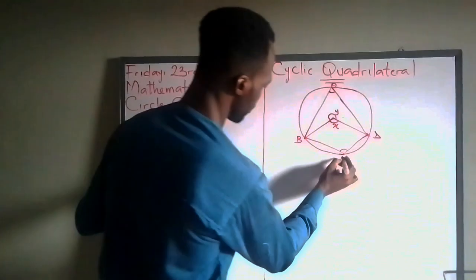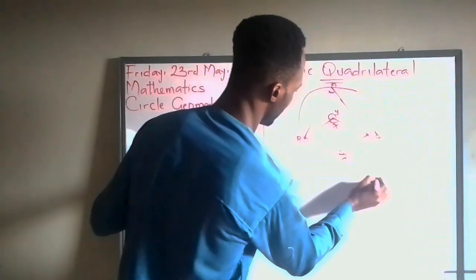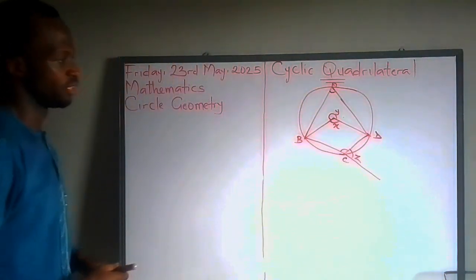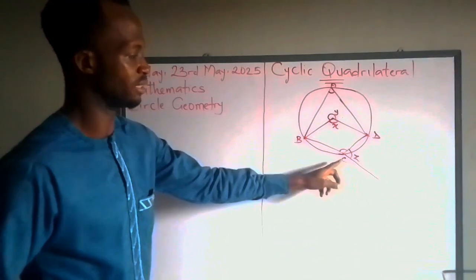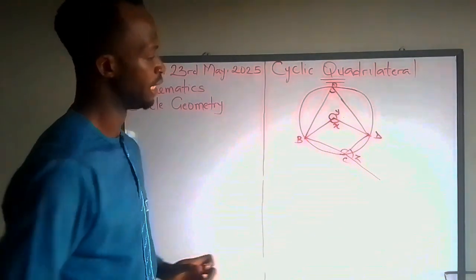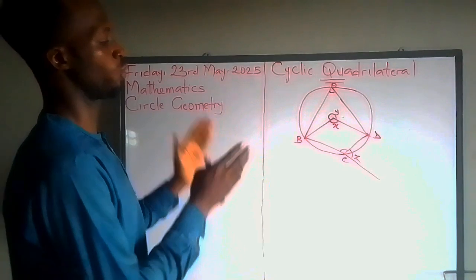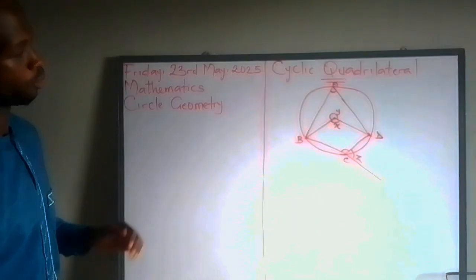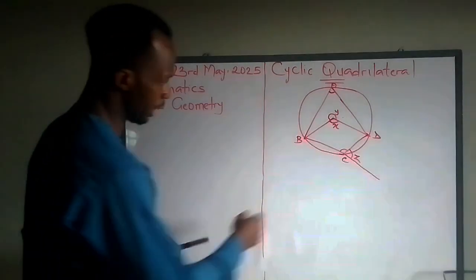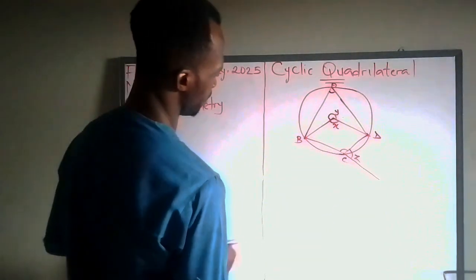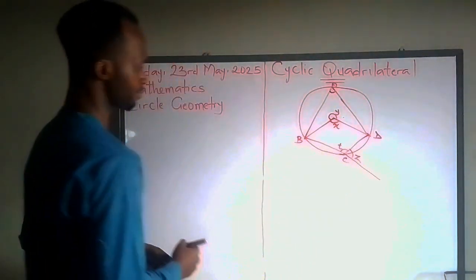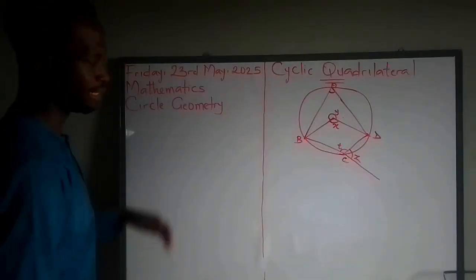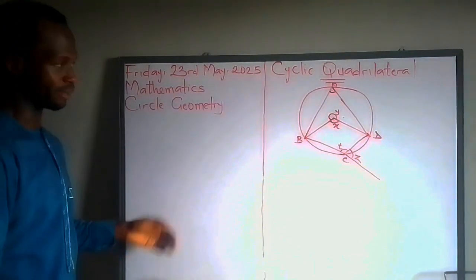The second theorem, still under cyclic quadrilateral. Let's say we have an external angle. Let's call this angle Z. This angle Z is external to the cyclic quadrilateral. So what is the implication of this? Let me also label this angle, let's call it angle T. I will also need to apply basic geometry theorems here.